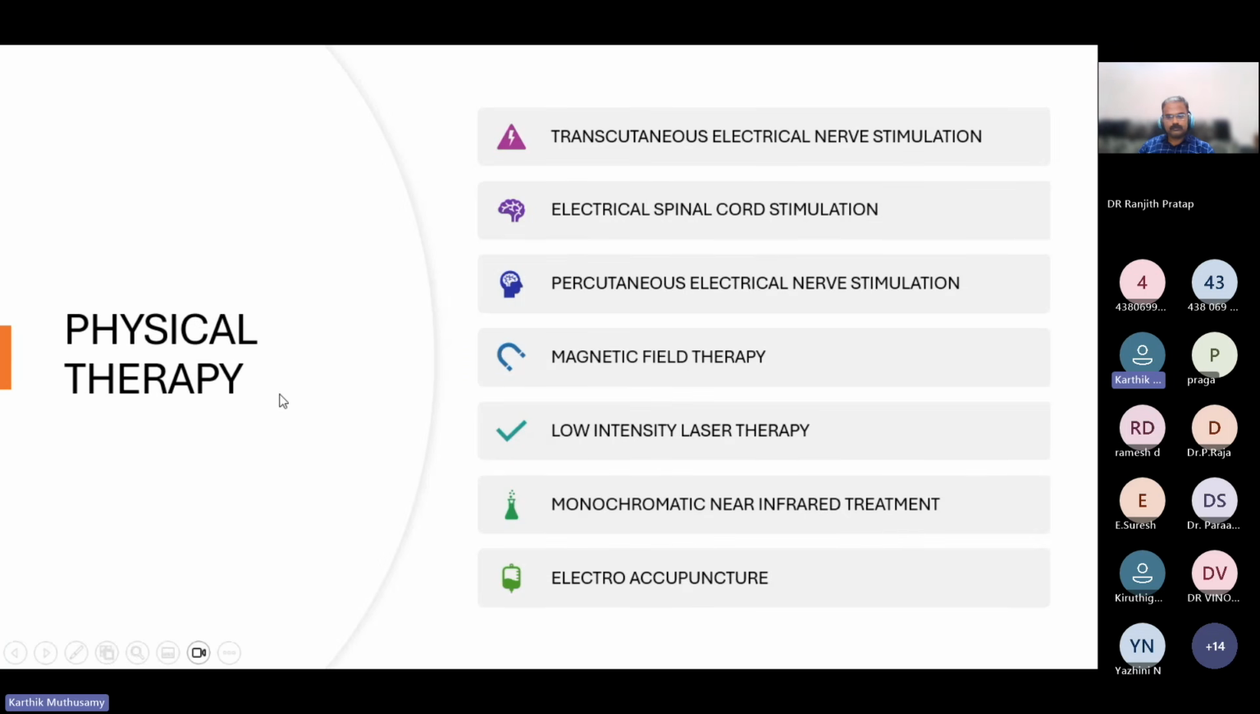Among these, there are 7 available methods of physical therapy. First is transcutaneous electrical nerve stimulation, then electrical spinal cord stimulation. Next is percutaneous electrical nerve stimulation, which is a slight modification of transcutaneous electrical nerve stimulation. The fourth one is magnetic field therapy. The fifth one is low intensity laser therapy, then monochromatic near infrared treatment, and the last one is electroacupuncture.